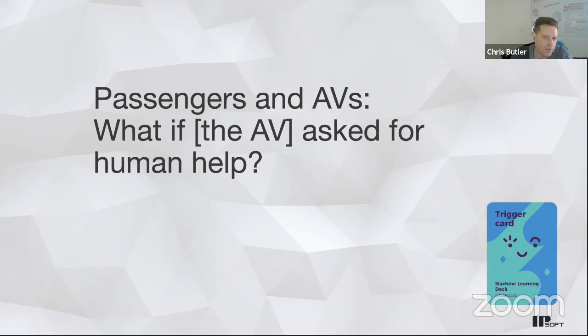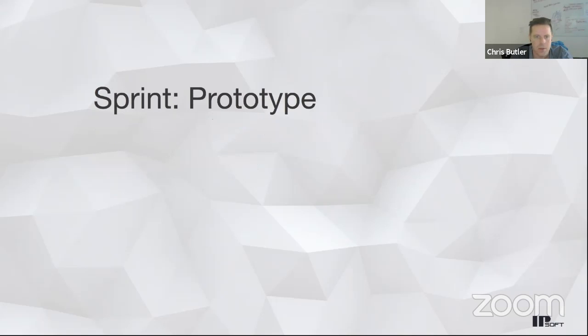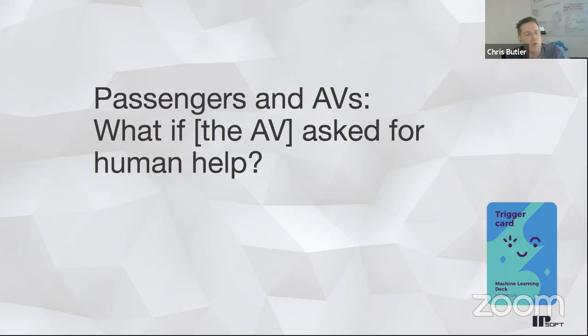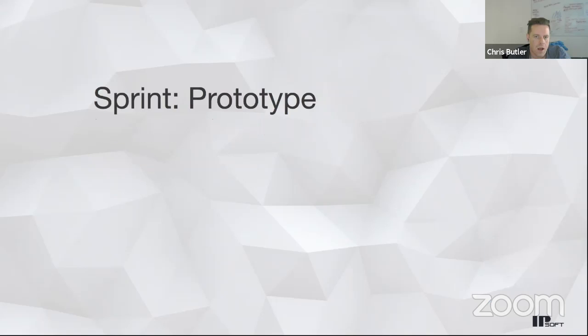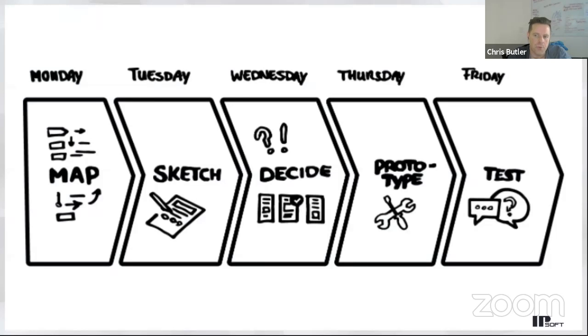And then I use cards, things like what if the AV asks for human help, things like that. So those are some interesting ways to do prototyping for this. And I think that idea of role play is really super low tech, super easy to set up, but provides you with a lot of really interesting information. And so that's prototyping. The last part is really about testing, right?